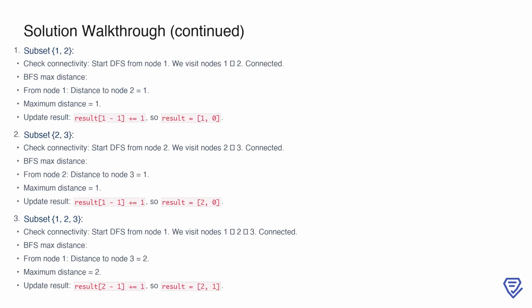With the graph built, we proceed to analyze the subsets. For subset 1, 2, a depth-first search starting at node 1 confirms that nodes 1 and 2 are connected.